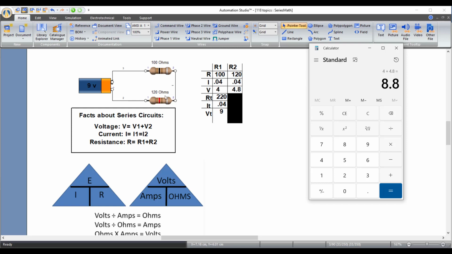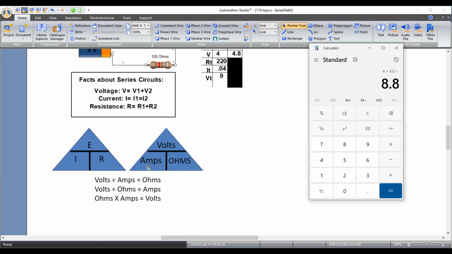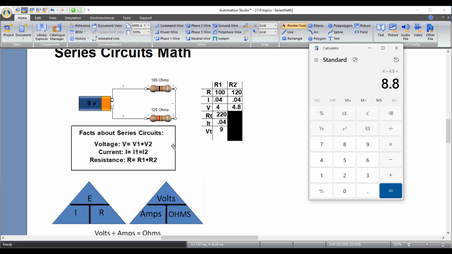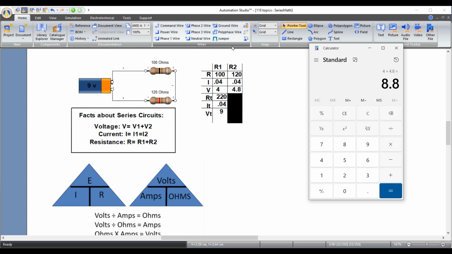So this is just the basic series circuit overview. It's very basic, right? It's series. But we're going to use this eventually when we do combined circuits, and it'll make a lot more sense when we get to that point. But this is pretty straightforward.